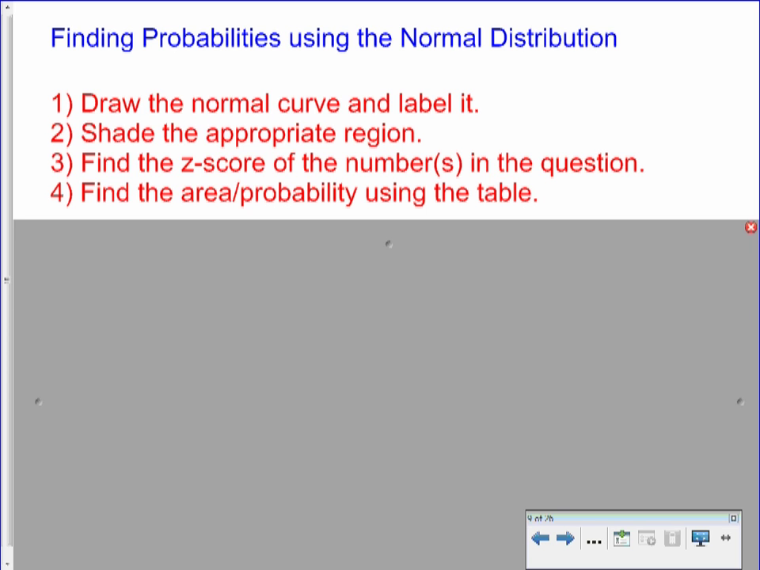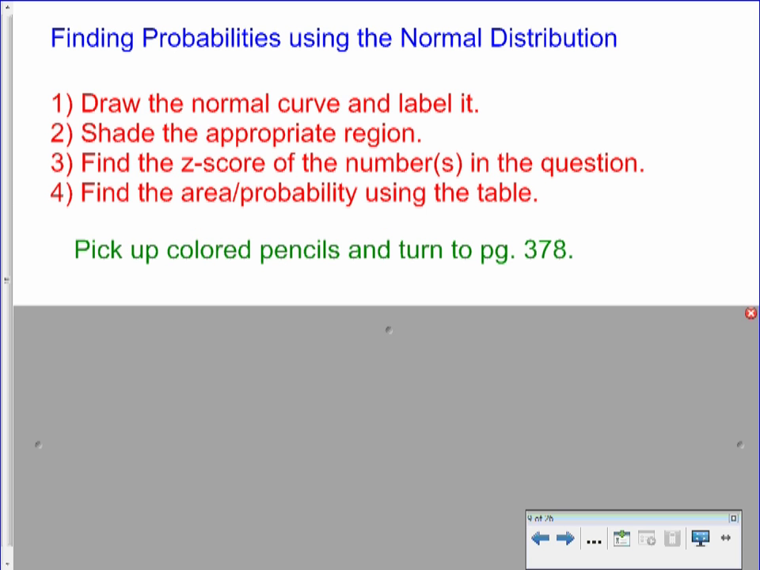Once you have your steps down, you can go ahead and get a colored pencil or two and find graph paper already out. Look at some materials.